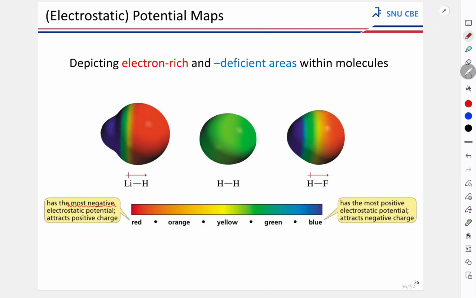What about the HF molecule? You have a very electronegative fluorine here, so you have the electron-rich area, delta minus, and a delta plus area from the hydrogen. Bluish color has the most positive electrostatic potential. It attracts negative charge. And a neutral molecule has a greenish color.